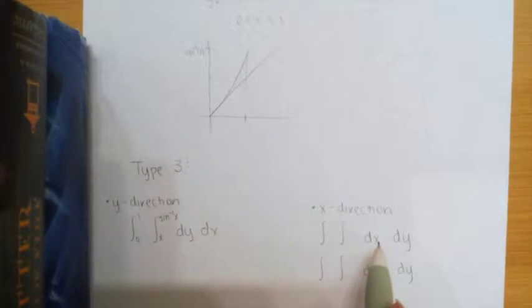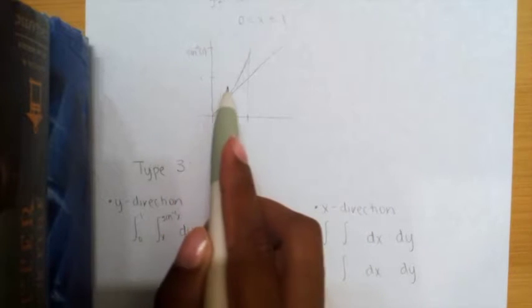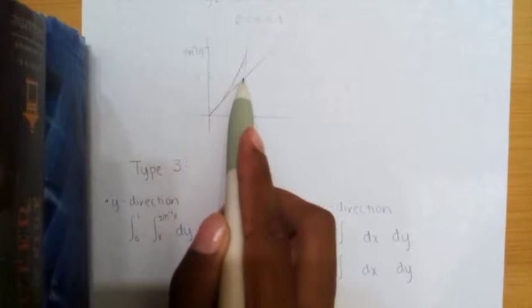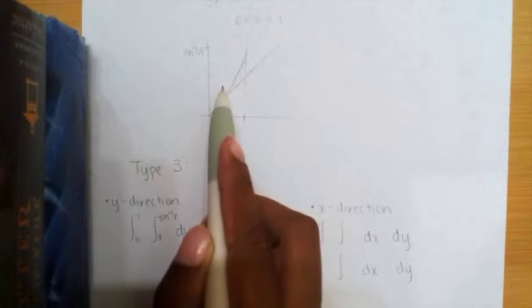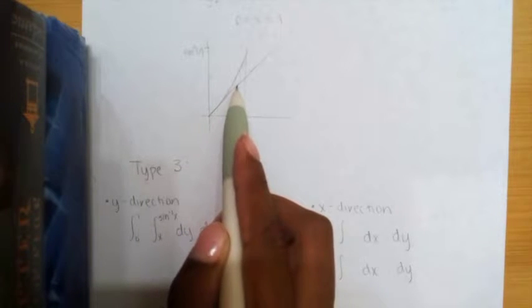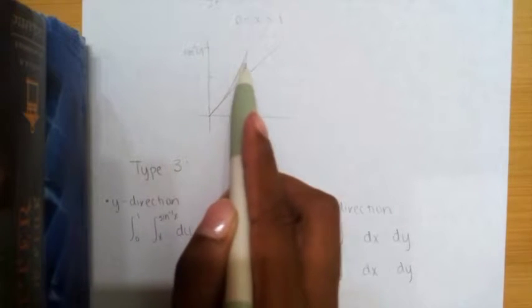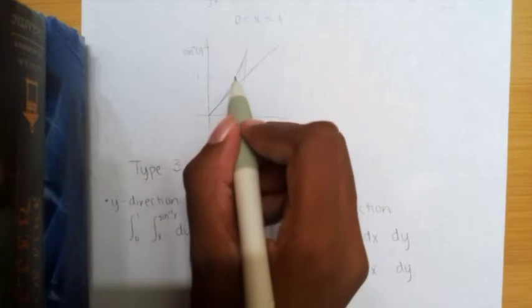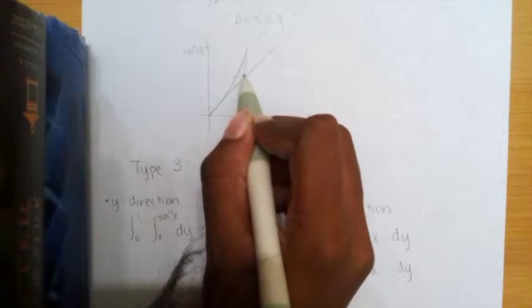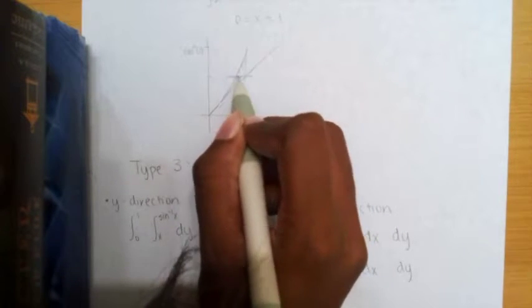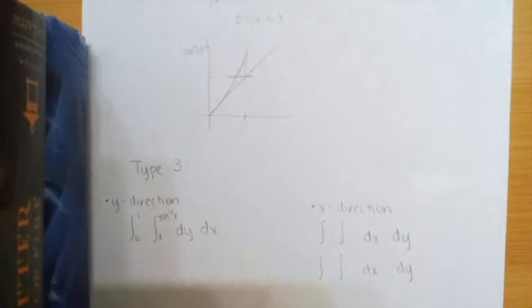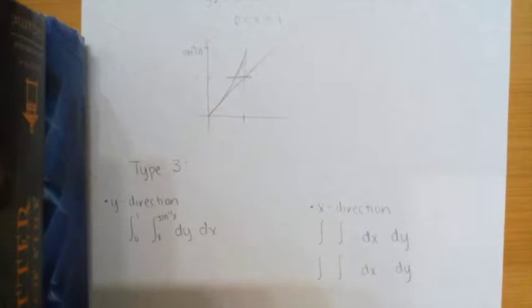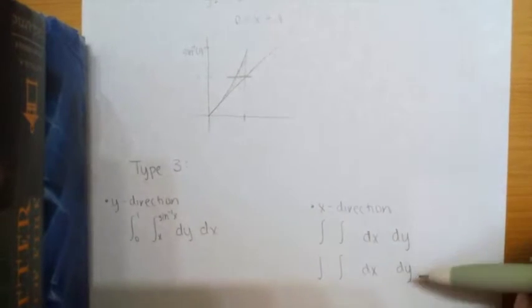So for the x direction, when we move from right to left, we notice that below 1, the bound on the right is different from the bound on the right when it's above 1. So we actually break it into two separate functions. Sorry, that line isn't quite straight. And so that's what this is.